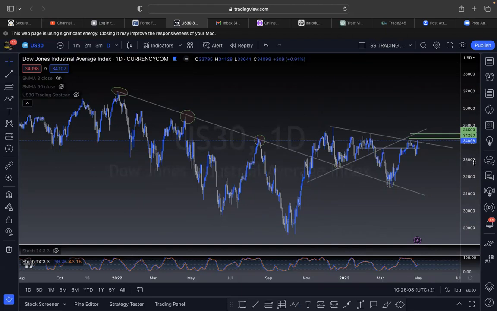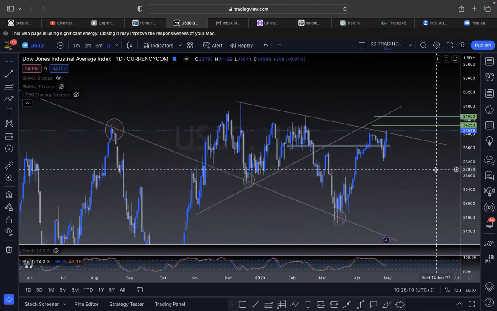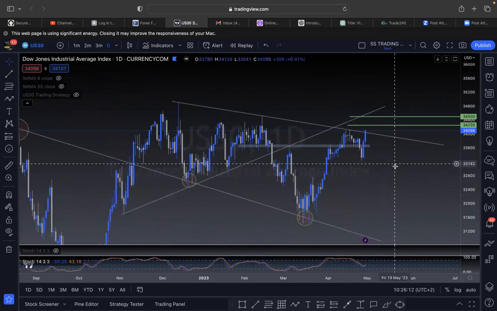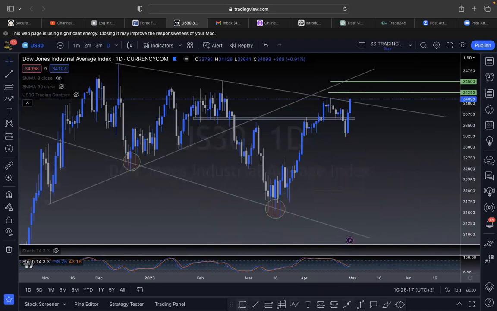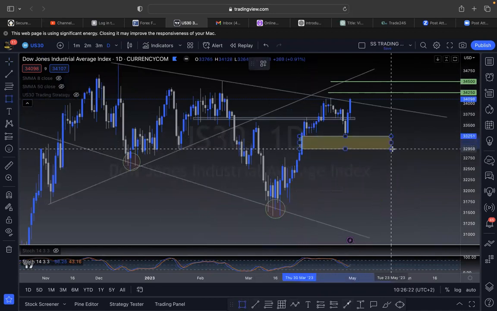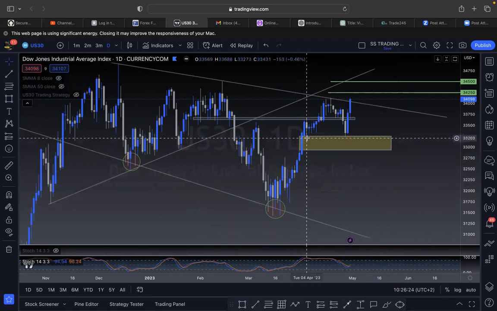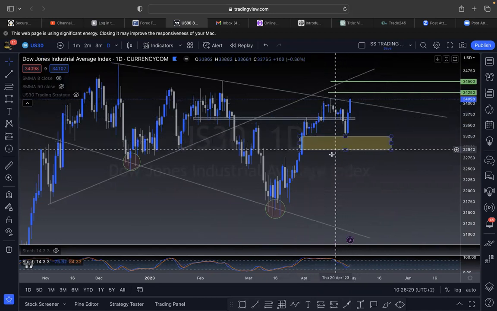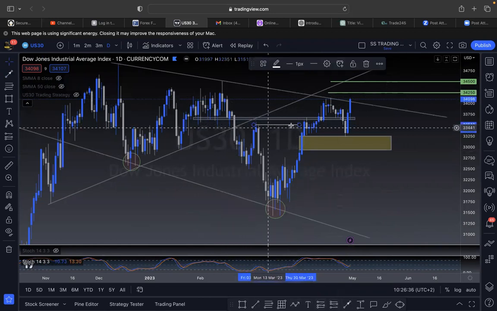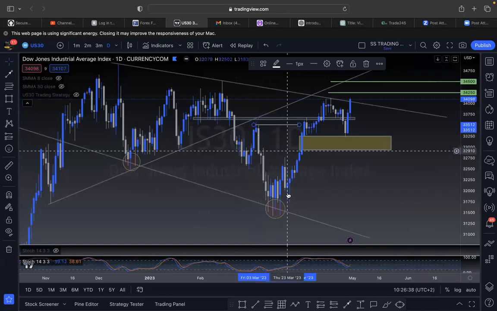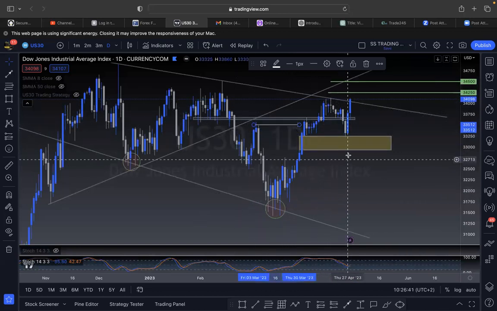Then, how I used ICT is the following. ICT teaches the fair value gap. The fair value gap can be identified here at this level. So if we look at this fair value gap, or area of imbalance, we know that we've taken out structure to the upside here. So we've taken out structure there. That was my last lower high in the market. We've taken that structure. Price needs to retrace.